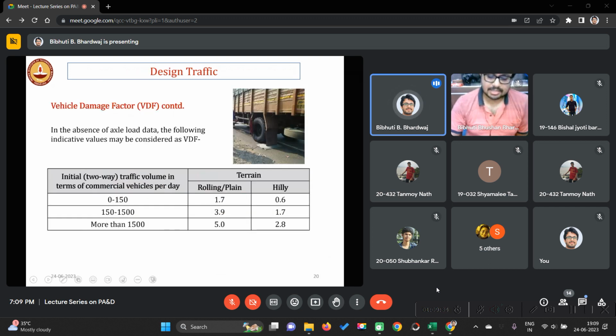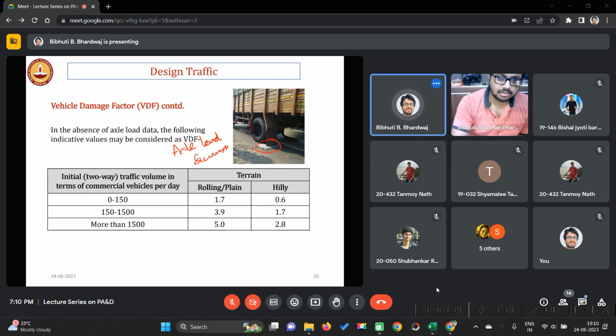Okay. But in some situations, you may not be able to weigh the trucks like this. Okay, survey is not possible. This is called Excel lot survey. This Excel lot survey is not possible.